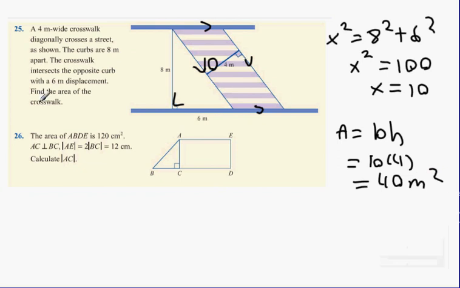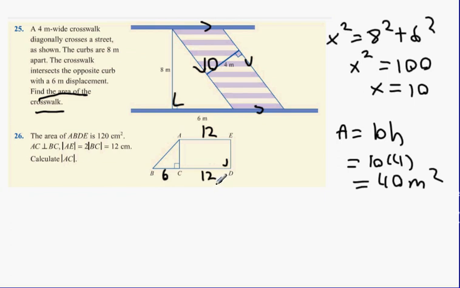Find the area of the crosswalk. Number 26 says the area of ABCDE, the area of the full thing, is 120 centimeters squared. AC is perpendicular to BC, which means it's all right angles. It's a rectangle. That basically means it's a rectangle and a right angle triangle. And AE equals 2 times BC, which is 12. AE is 12. This means that BC is 6, and that's 12 there. Okay?